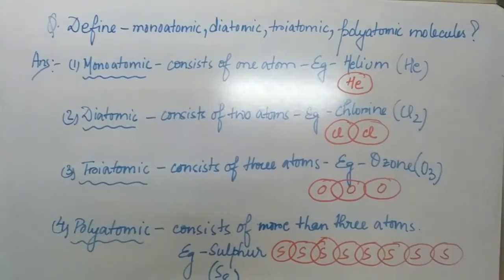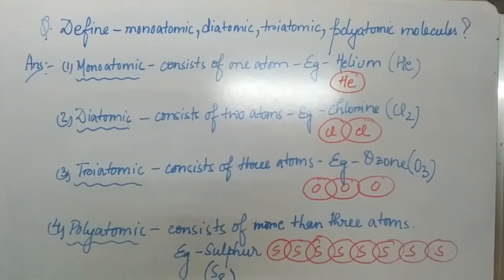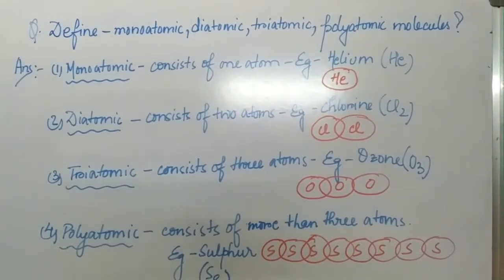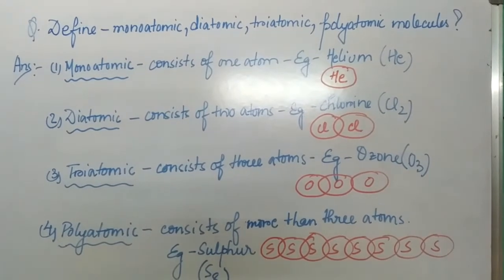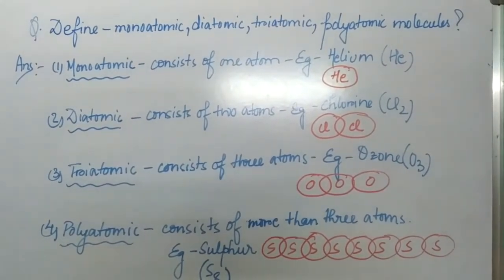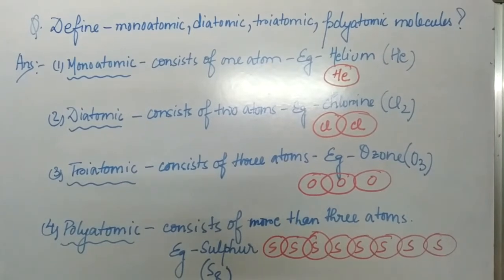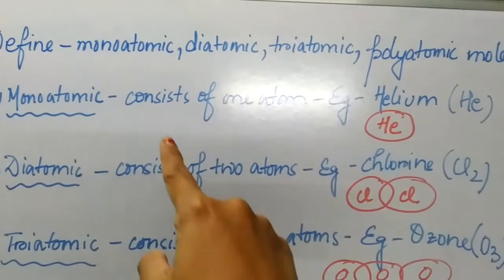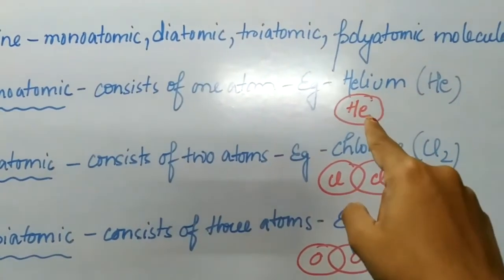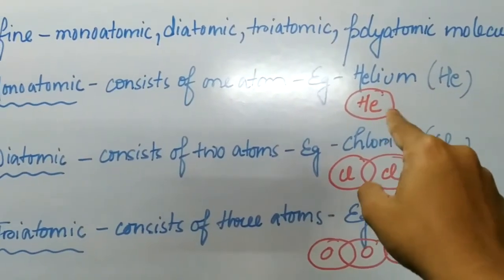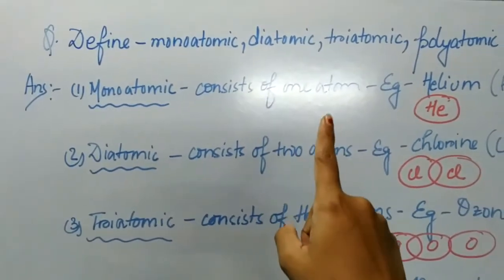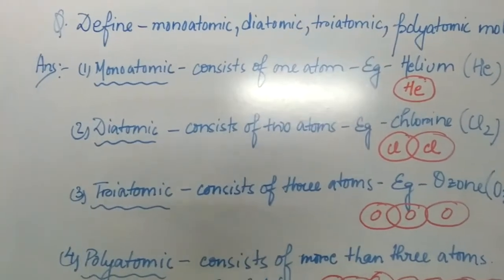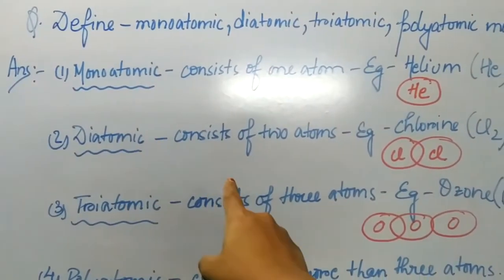My next question is, define monoatomic, diatomic, triatomic and polyatomic molecules. First of all, monoatomic means molecules which consist of only one atom. As students, you all can see, in case of helium, only one atom is there, that is He. Therefore, this is an example of monoatomic molecules. Next is diatomic molecule.